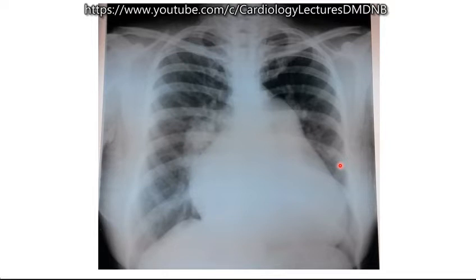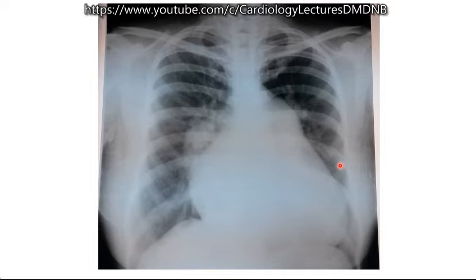Why did you say RV enlargement? How can you be certain about RV enlargement? RA, I agree with you, but why did you say there is an RV enlargement? Sir, that angle between the diaphragm and cardiac apex appears to be acute, sir. Not very much acute, borderline.